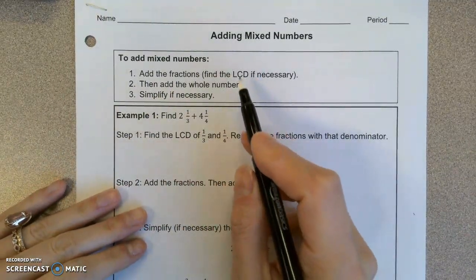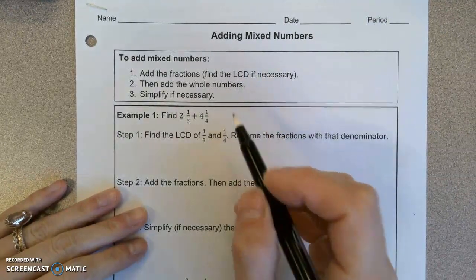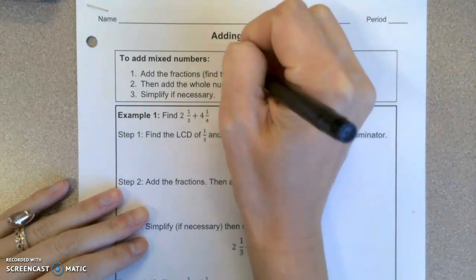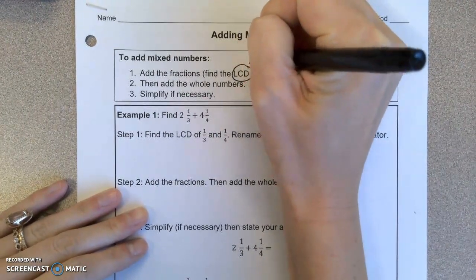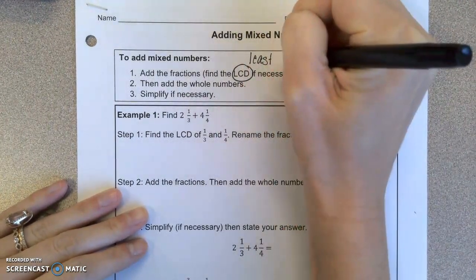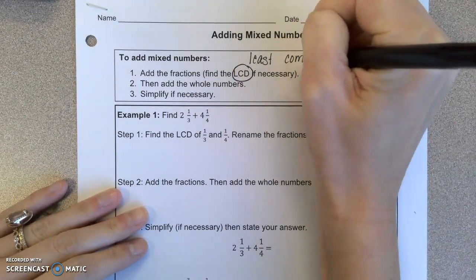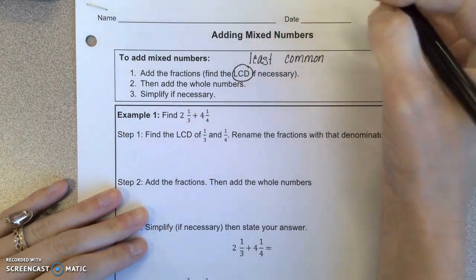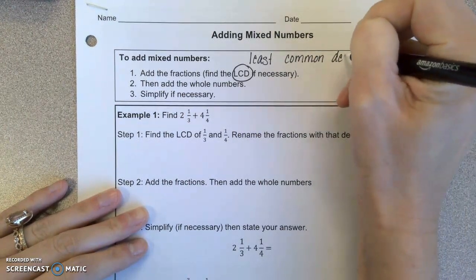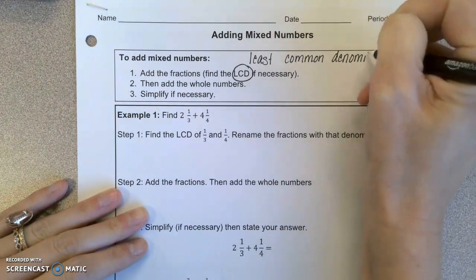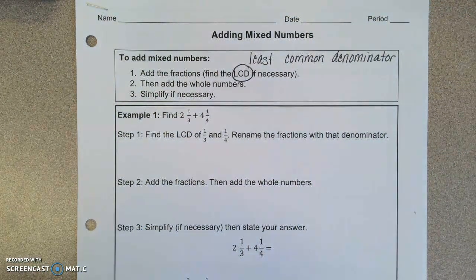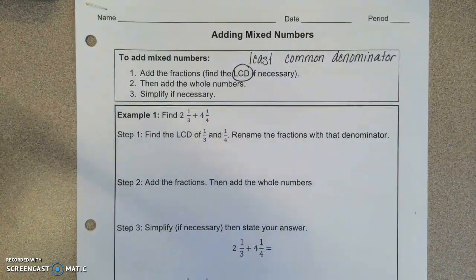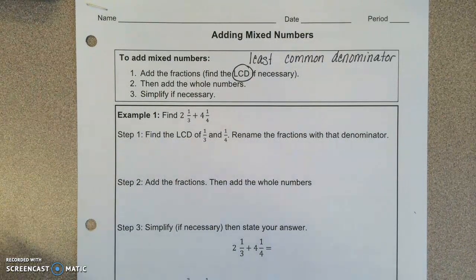But before we can do that, where we spent most of our time yesterday was where we found the LCD. And LCD stands for least common denominator. In other words, yesterday we said that was the least common multiple of your denominators. So once we find that least common denominator, we get our equivalent fractions. Then we add those, add the whole numbers, and simplify if necessary.